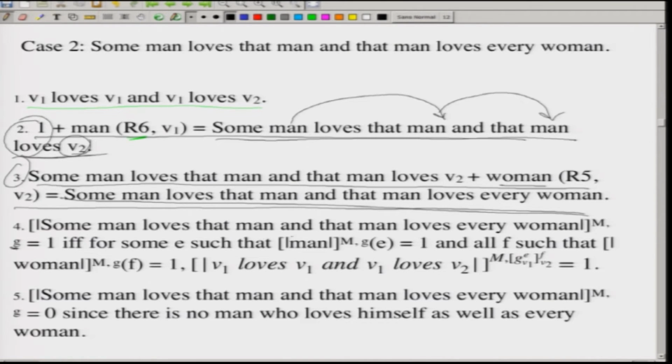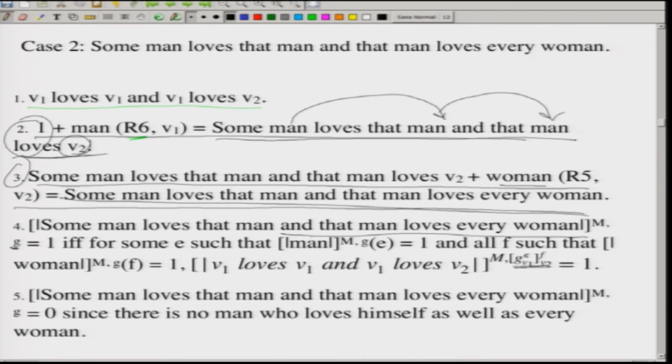Some man loves that man and that man loves every woman with respect to M, G is 1, if and only if for some E such that E is a man, and for all F such that F is a woman, V1 loves V1 and V1 loves V2 with respect to M. This is very, very important.